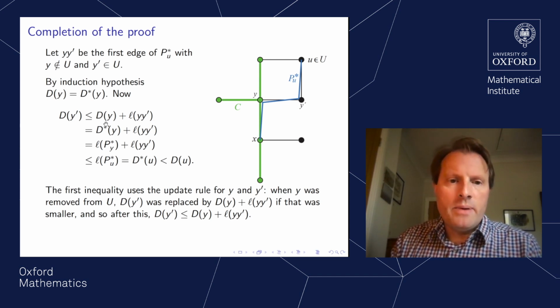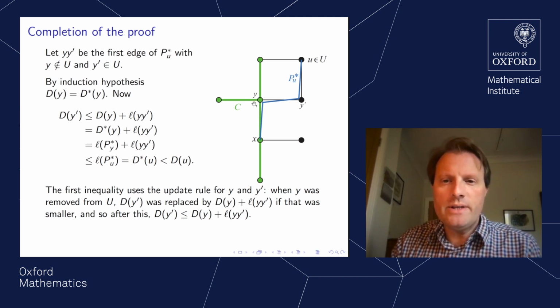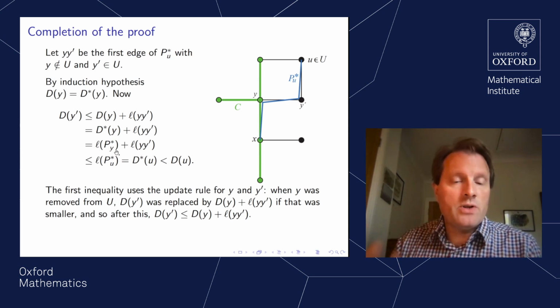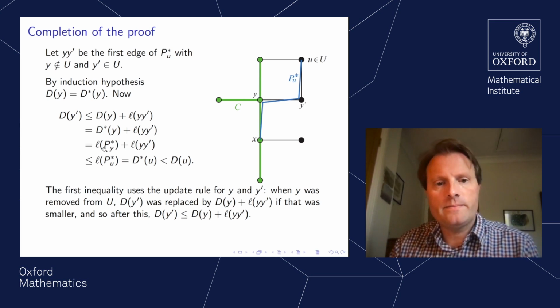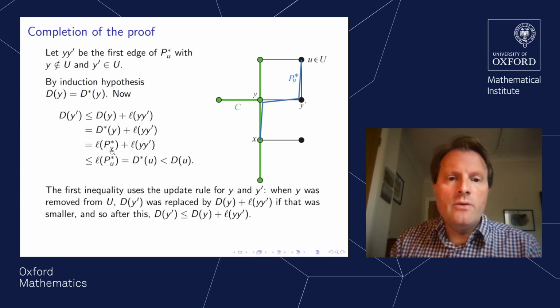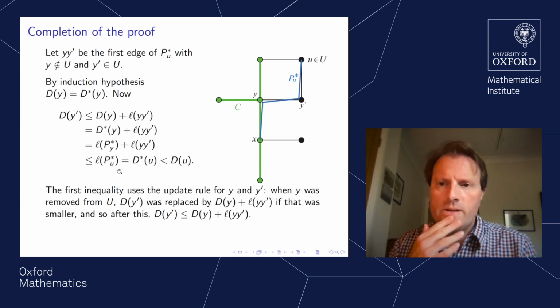Okay, next bit is fairly obvious. We've already shown that because of the induction hypothesis, d of y is equal to d star of y, so these two are equal. And by definition, d star of y is L of p star y, the shortest possible path from y to x. And I claim that L of p star y plus L of y y primed is less than or equal to L of p star u. So why is that?